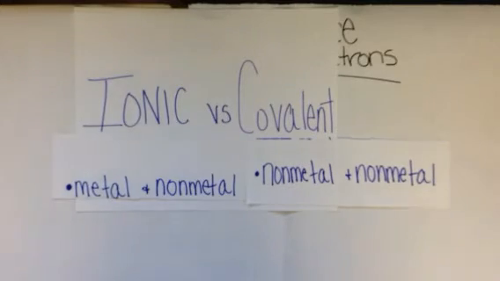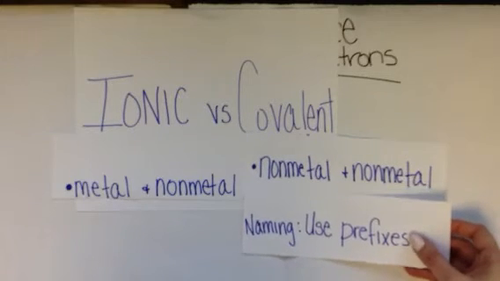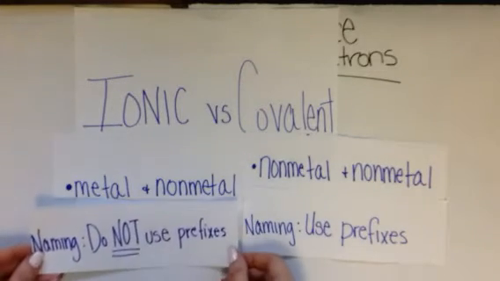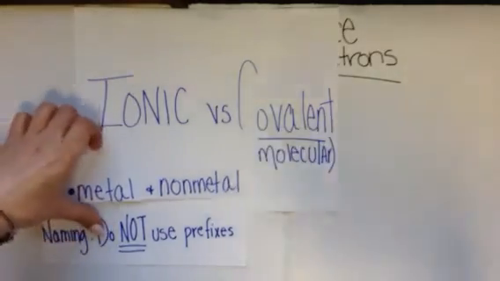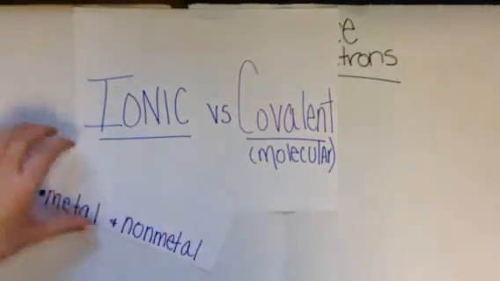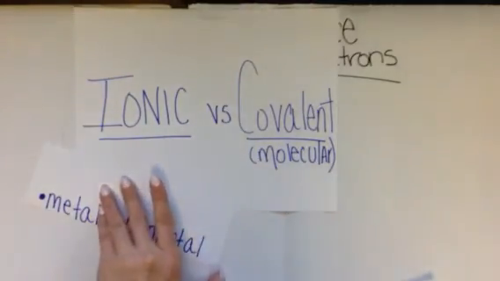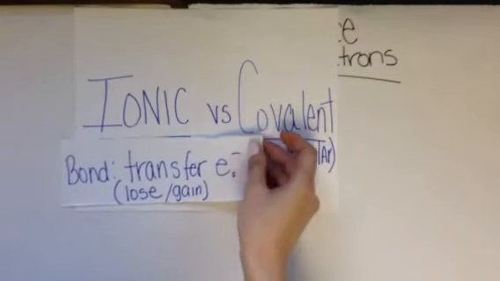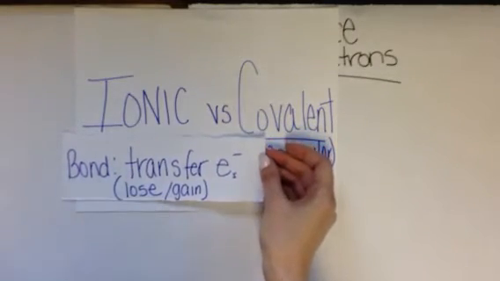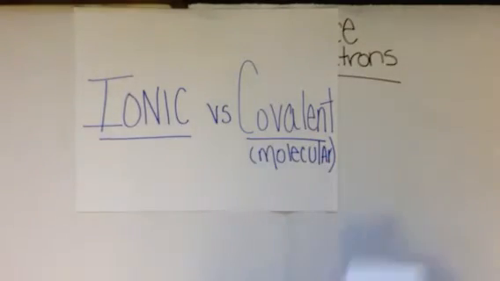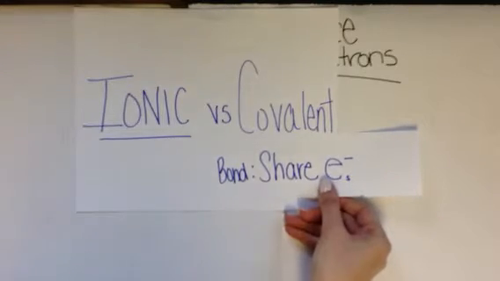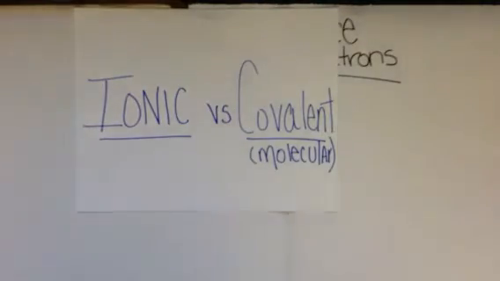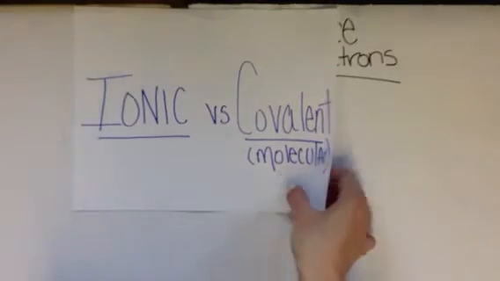Okay, great. In covalent, we use prefixes to name. In ionic, we do not use prefixes. In ionic bonding, electrons are being transferred, meaning we lose or gain electrons. In covalent bonding or molecular bonding, electrons are being shared. So let's just quickly talk about what that means to share versus transfer.